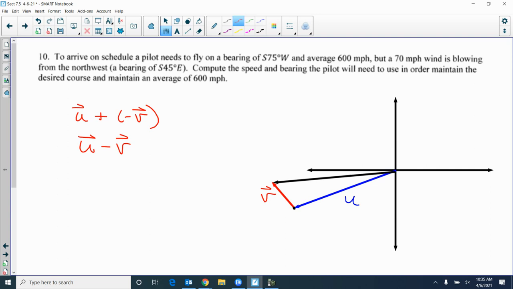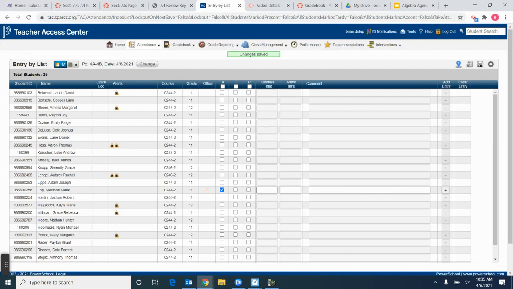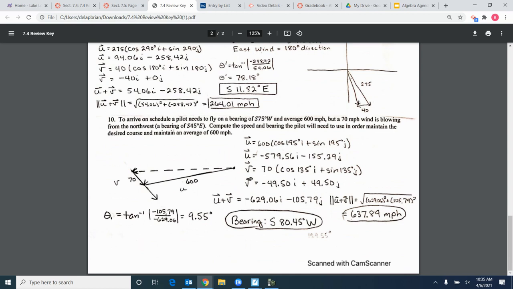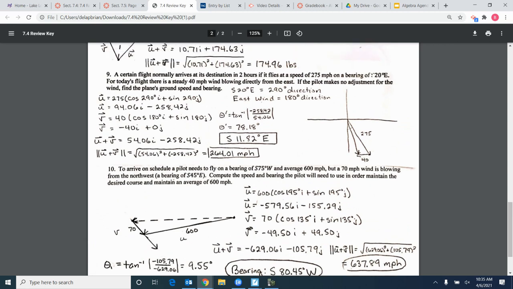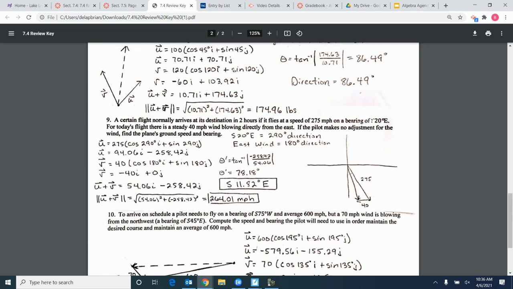If you looked at my work, I put in 135 here, which means I did negative V. If you kept it as 315, you would need to take the U values minus the V values. So that's a little bit of what's going on there. If you have to account for something, you need to use the wind to push you where you want to end up. Any other questions on 1 through 9?